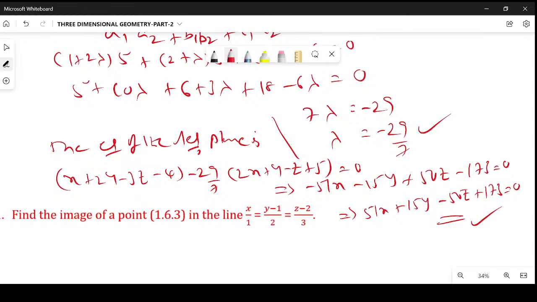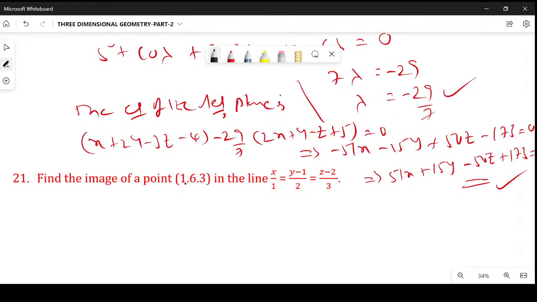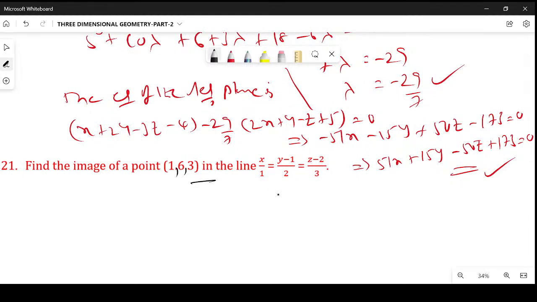Similarly, find the image of the point 1, 6, 3 on the line. You can try this problem. There is no dot here: 1 comma 6 comma 3. Image of the point 1, 6, 3 in the line x by 1, y minus 1 by 2 equal to z minus 2 by 3. This is a simple problem.